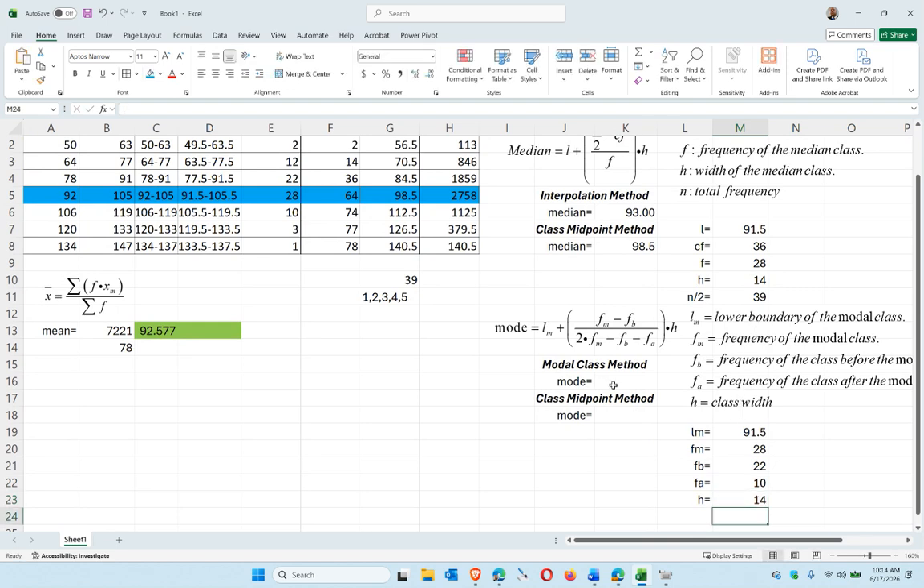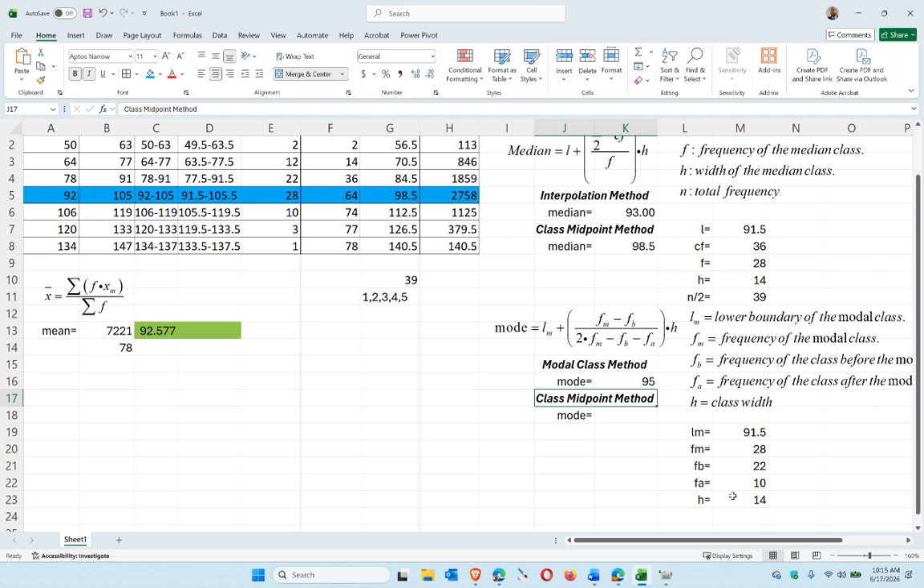That doesn't change. Okay, so the formula is LM plus parenthesis, because I have a numerator there with two things, FM minus FB, divided by parentheses 2 times FM minus FB minus FA close paren. So the whole numerator has parentheses, the whole denominator has parentheses, and that whole thing is multiplied by H. So multiply by H, and I get 95.